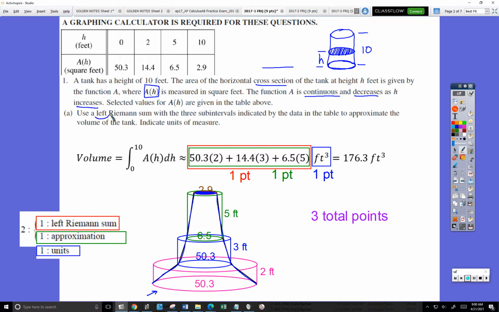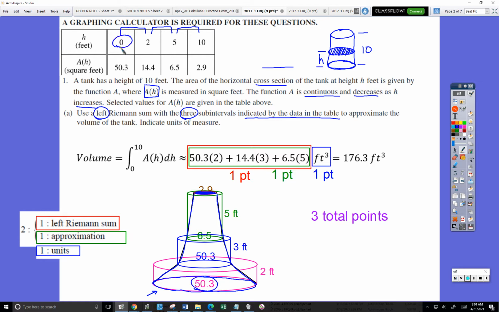Use a left Riemann sum with 3 subintervals indicated by the data in the table to approximate the volume of the tank. So 3 subintervals following the table. The biggest thing I have to remember is I always calculate the volume of an object by paying attention to the area of a cross-section. So I pay attention to the fact that the very bottom slice of the tank has an area of 50.3.